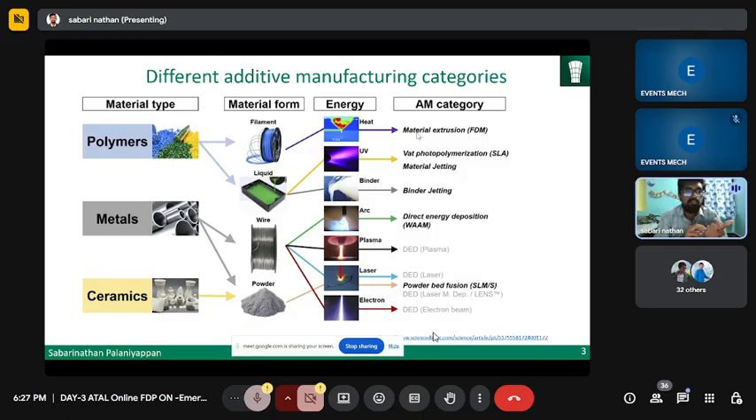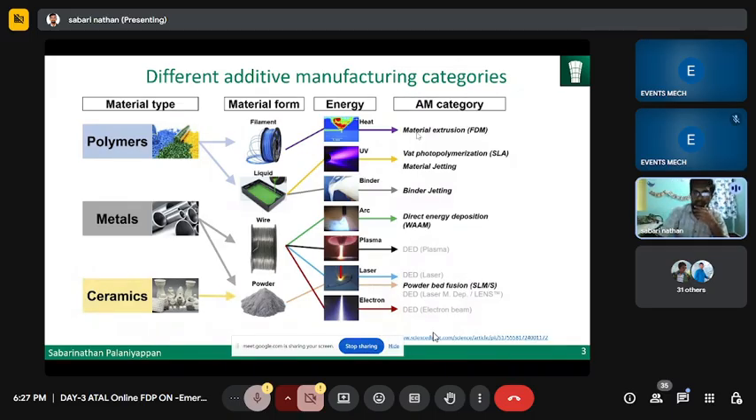When they are using powder form in ceramics, they use the powder bed fusion method. When they are using powder in metal, they are also using DMLS, the powder bed fusion method, as well as DED, the direct energy deposition method. Then for polymers, they are using SLS, the selective laser sintering method. They are using nylon-based material for fabricating SLS-based parts.